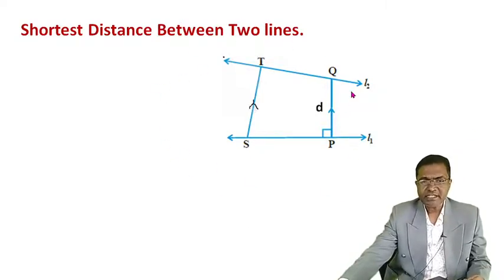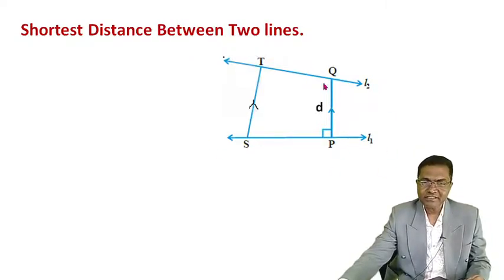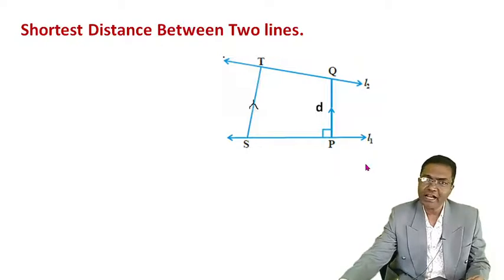See here, there are two lines in space, L1 and L2, and the line which is perpendicular to both L1 and L2 is this PQ. This is the shortest distance between two skew lines. I explained it earlier also, and we are interested in an expression for this D.